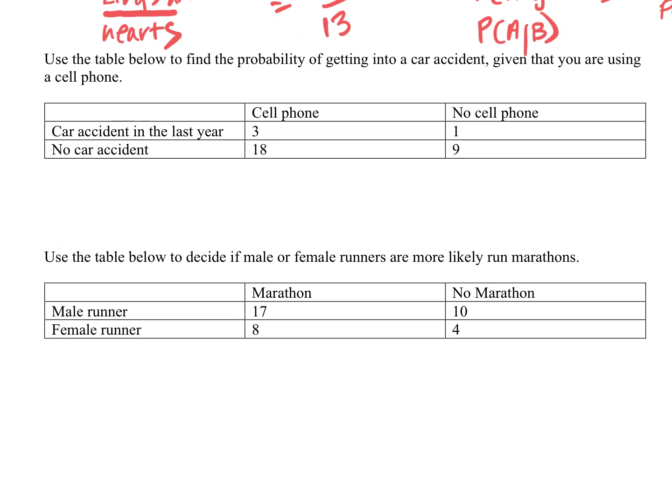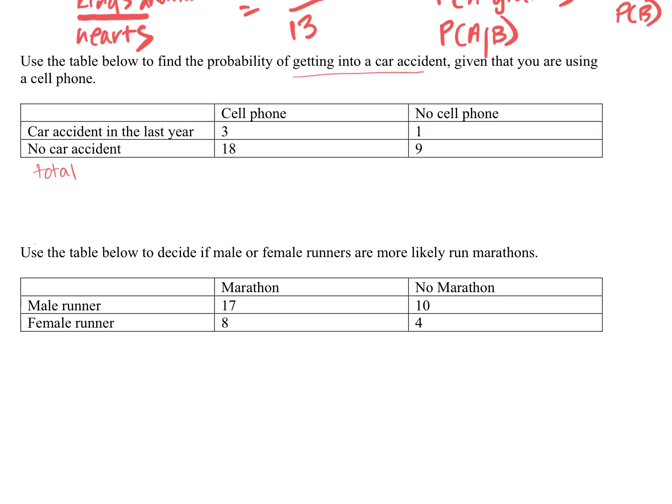Use the table below to find the probability of getting into a car accident given that you are using your cell phone. Whenever I have a two-way table that doesn't have totals, I like to add my totals. It makes a whole lot more sense to me. So this would be 21, this would be 10, this would be 4, this would be 27, for a total of 31 trials described by this table.